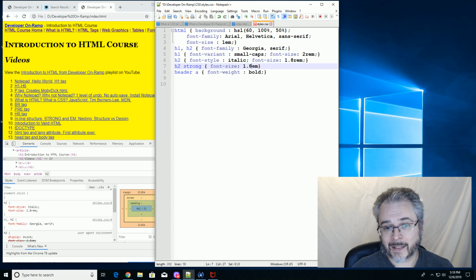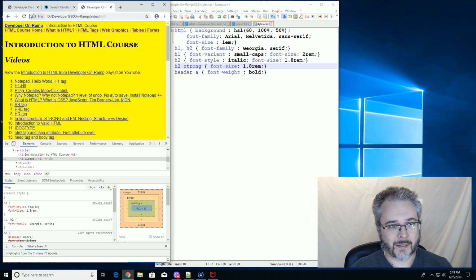But if we make it REM, then it's actually, these are going to be the same thing because they're both relative to the root size. Make sense? So it's going to look very different than it did in the last exercise. See? Instead of strong being twice as big, it's actually the same size.